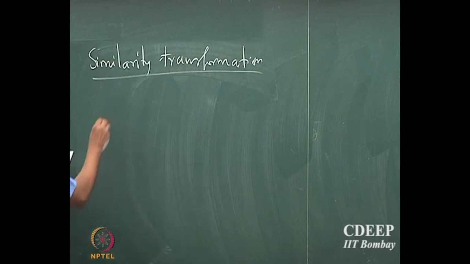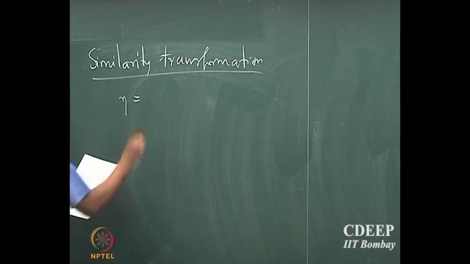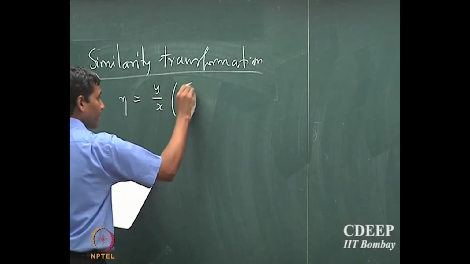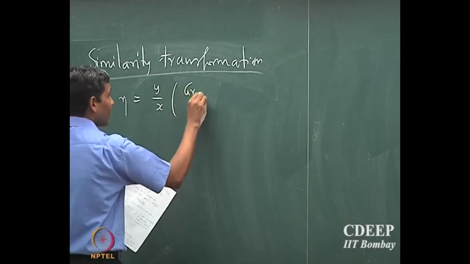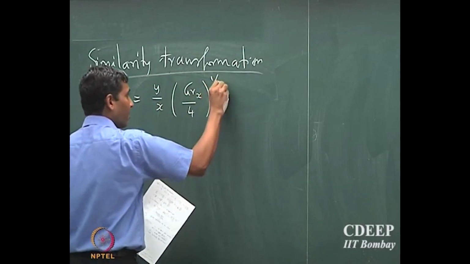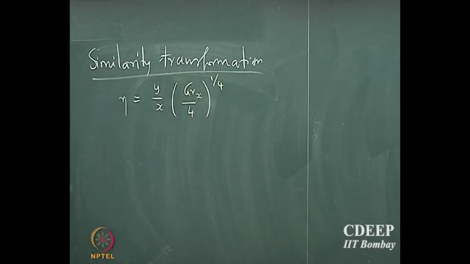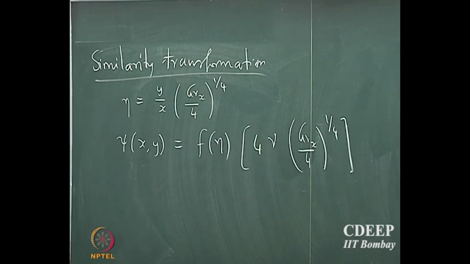Okay. So what we are going to do is introduce a similarity variable, which is eta equal to y by x into the local Grashof number by 4 to the power of 1 by 4. Okay. So it's not magic that these expressions have come through. People have actually done careful, detailed analysis of the model equations and scaling in order to get these. It's out of the scope of this course, and we will not go into the details of how to get these similarity variables, but there is a formal method to do this. Okay. And then you define psi, which is essentially the modified stream function.